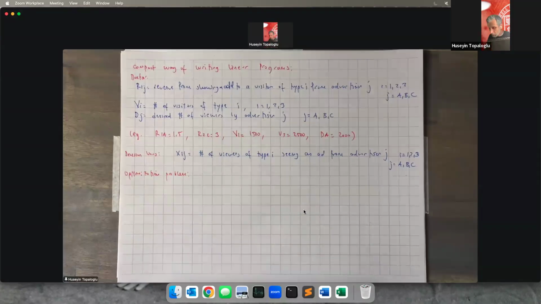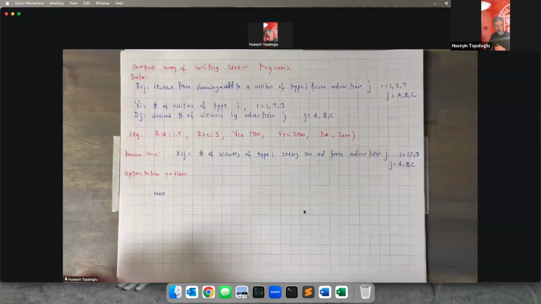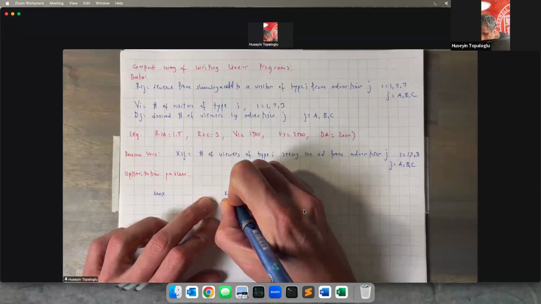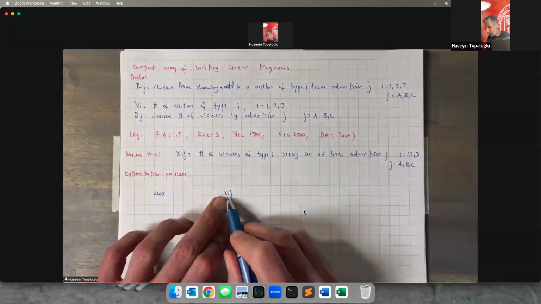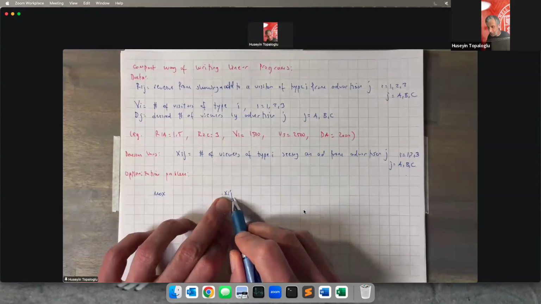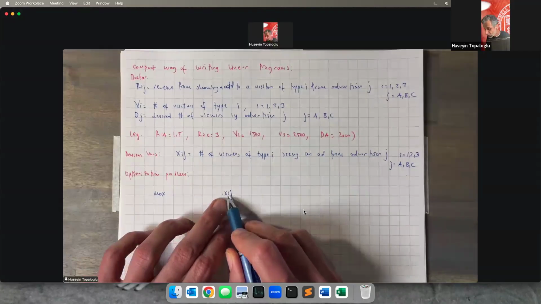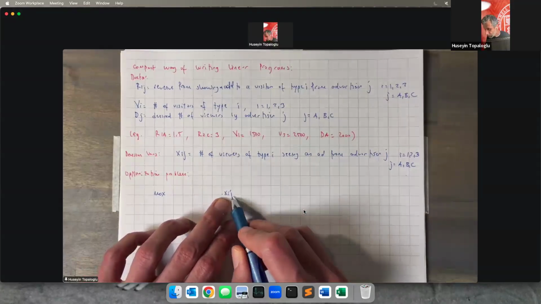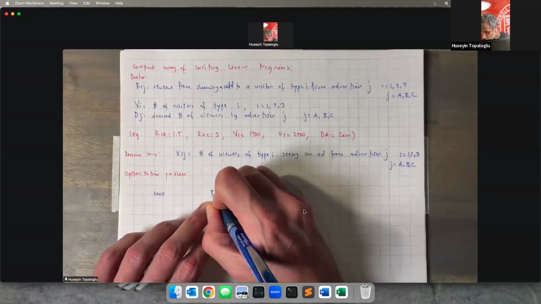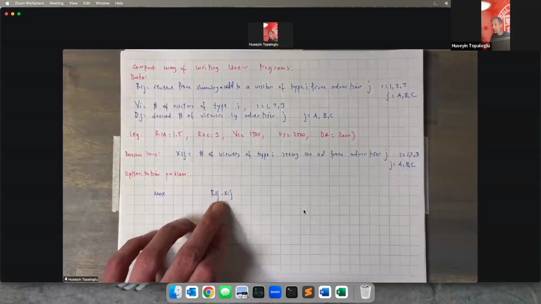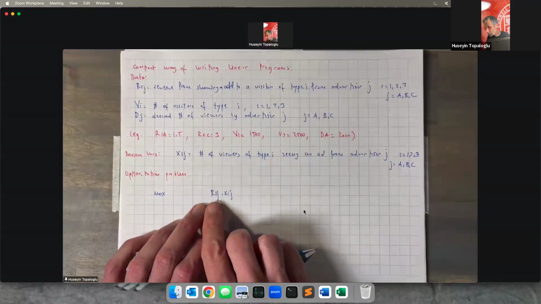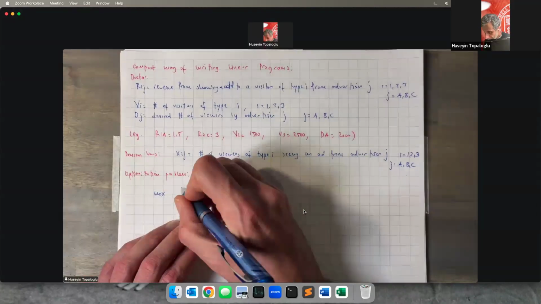Let's write our optimization problem. We're going to maximize our objective function. Xij is the number of viewers of type i seeing an ad from advertiser j, and from each one of those viewers, we make a revenue of Rij. So this product is the revenue that we collect from visitors of type i seeing an ad from advertiser j.